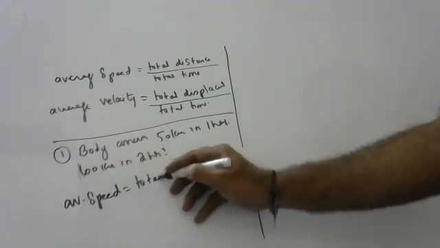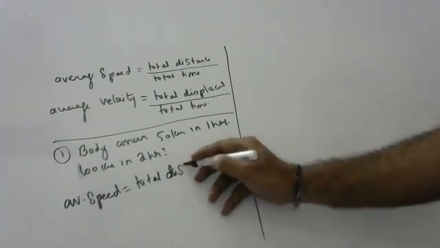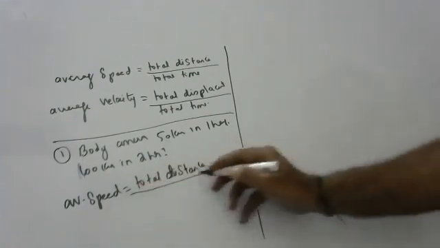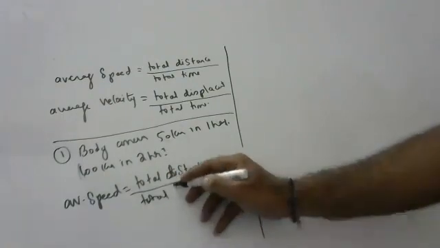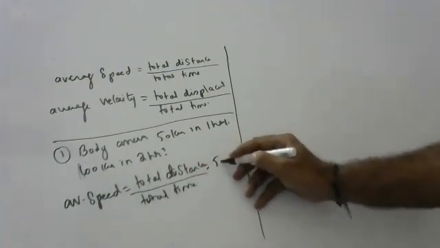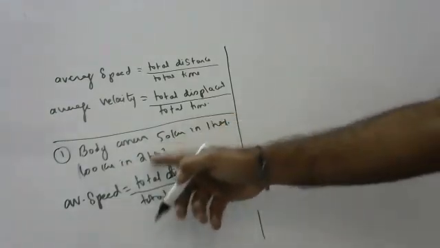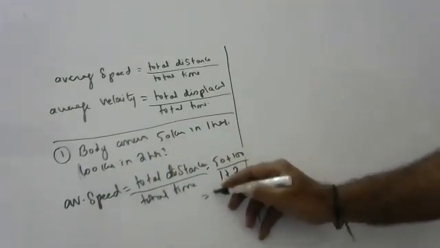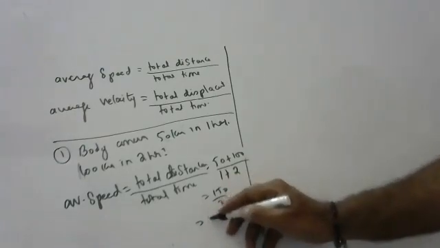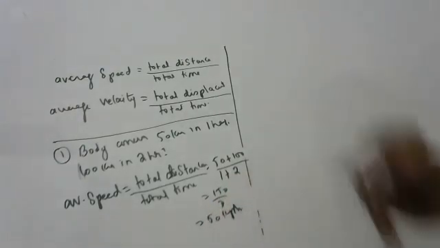Sir, the average is 50 kilometers per hour. It is total distance by total time. So what is the total distance, children? 50 plus 100, total is 150. And what is the total time, children? 1 plus 2. So 150 by 3, that is 50 kmph, the total average speed.